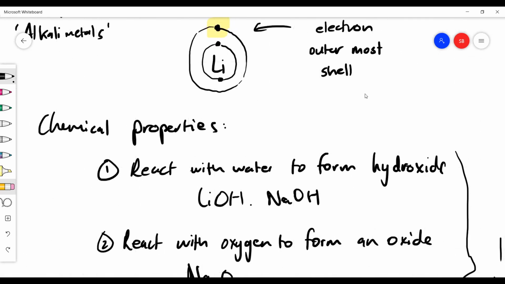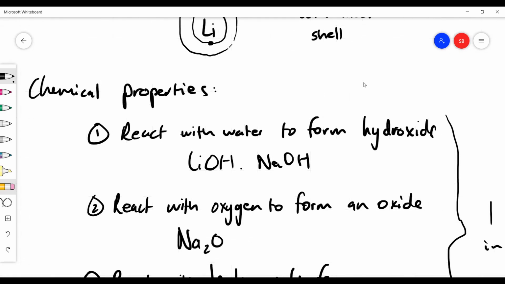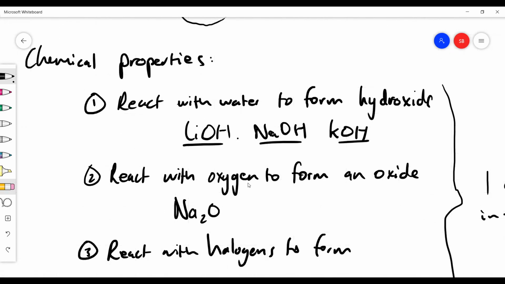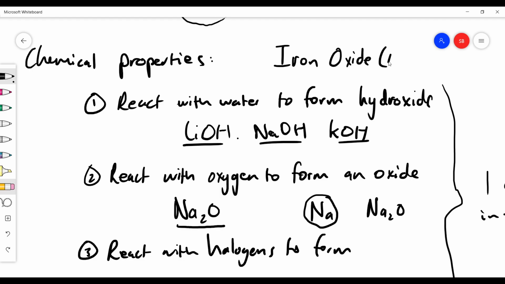So let's have a look. Okay, chemical properties. They react with water to form a hydroxide. We saw that: lithium hydroxide, sodium hydroxide, potassium hydroxide. Anything with this OH is hydroxide. Another thing is that they can react with oxygen to form an oxide, for example sodium oxide. So if you just had a random piece of sodium metal and exposed it to the air, it would cause a chemical reaction to take place. You'd have sodium oxide. And remember, when we talked about iron, I think a few weeks ago, we had this concept of iron oxide, which is otherwise known as rust.